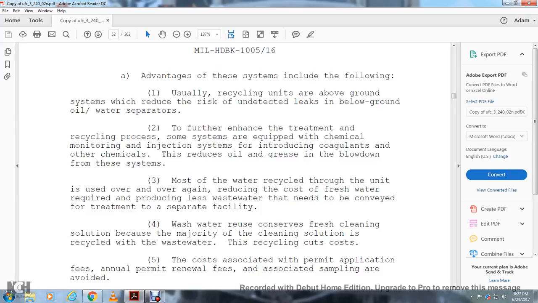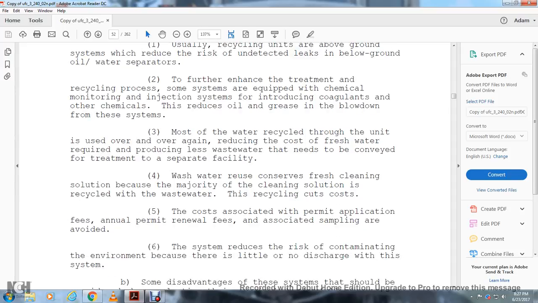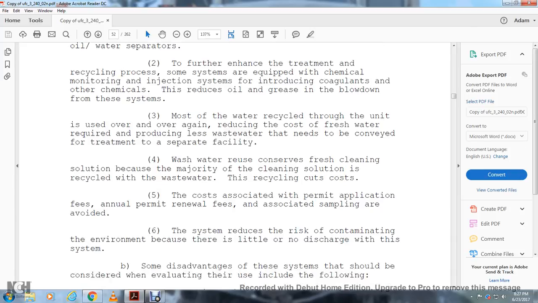Reduced fresh water requirements mean less wastewater that needs to be sent for treatment at a separate facility. 4. Wash water reuse reduces the cost of the cleaning solution because the majority of the cleaning solution is recycled with the wastewater. 5. The costs associated with the permit application fee, annual permit renewal fees, and associated sampling are avoided. 6. The system reduces the risk of contaminating the environment because of little or no discharge from the system.